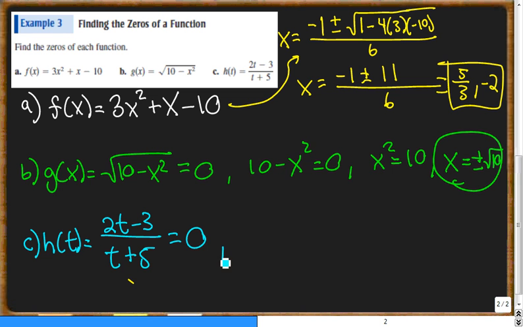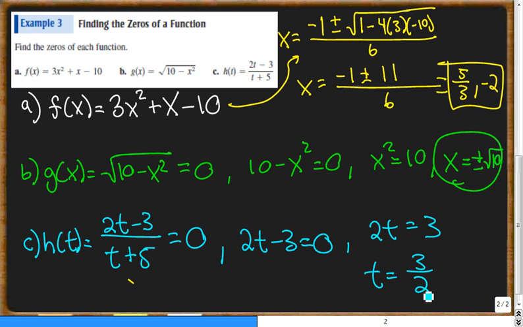And so what you're going to get is just 2t minus 3 equals 0. You don't even need to pay attention to the denominator at all. You can just go straight to the numerator. And so from here you get 2t equals 3, or t equals 3 halves.